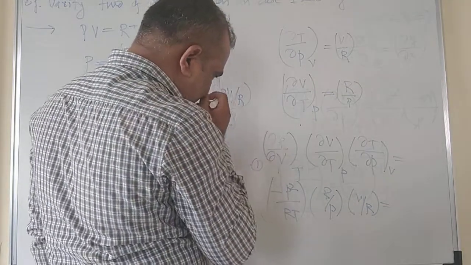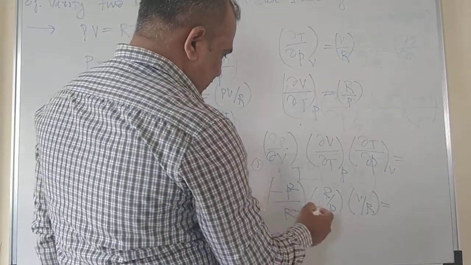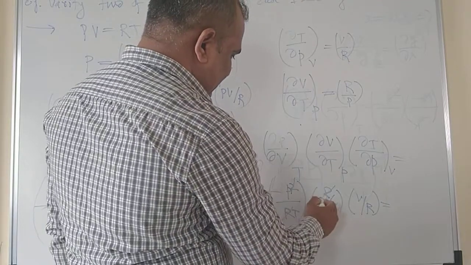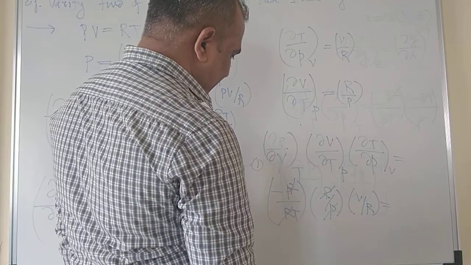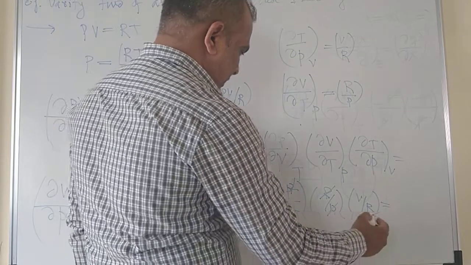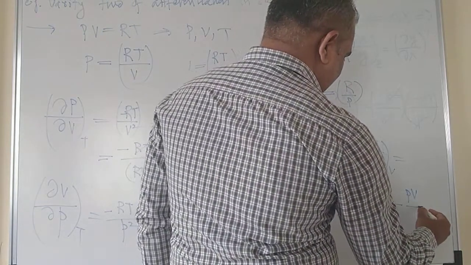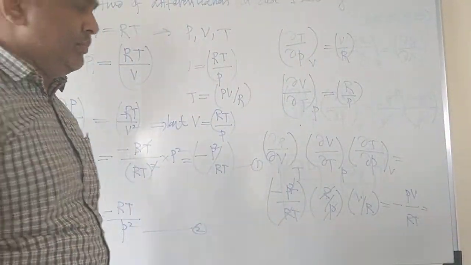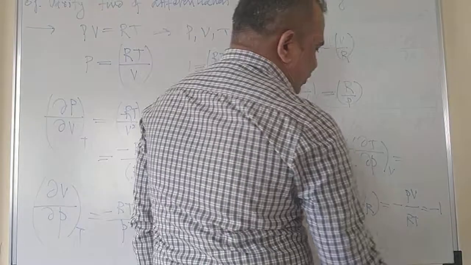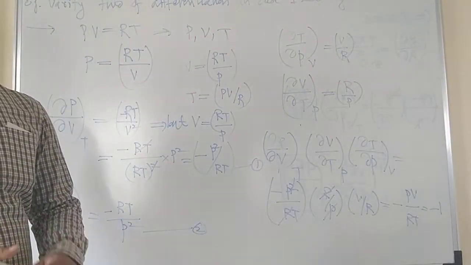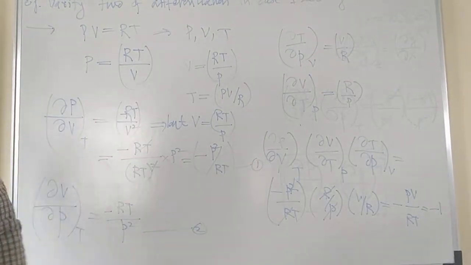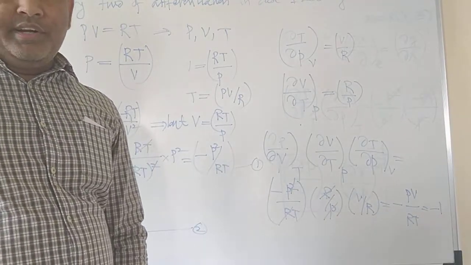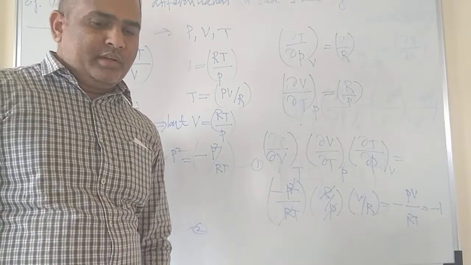And this will be equal to, now this P gets cancelled with this P. This R gets cancelled with this R. And you will get minus PV upon RT. Either you can write PV is equal to RT or RT is equal to PV, and this will give you minus 1. If this is equal to minus 1, that means the second theorem on the differentiation is proved. Got it? Hope you have understood this topic also.